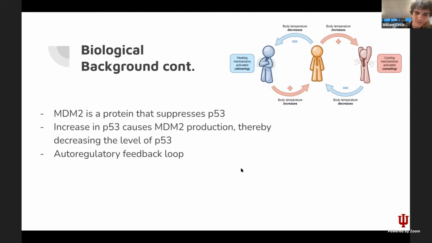And when DNA damage occurs, MDM2 degrades, and therefore causes P53 to increase. And then this P53 increase causes MDM2 to be produced because it's a positive negative feedback loop. It's an autoregulatory feedback loop, sort of like this diagram.